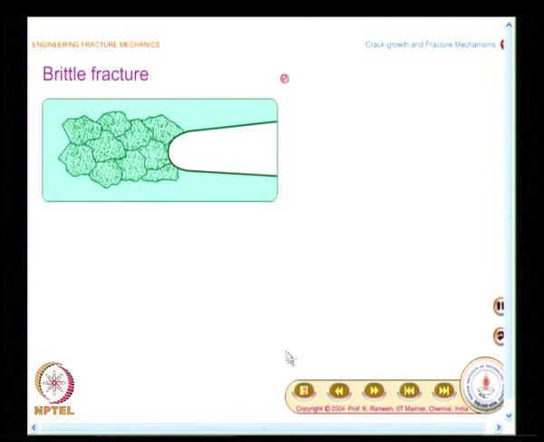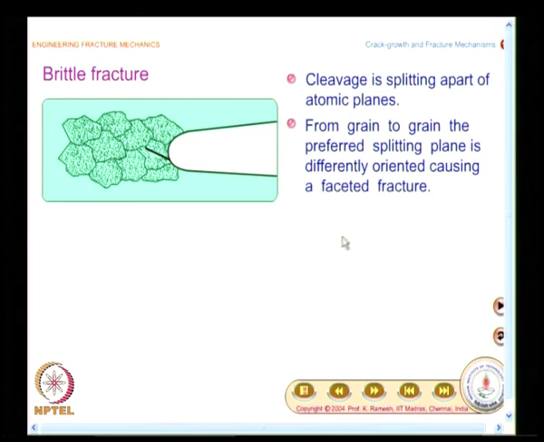And what is a cleavage fracture? In the case of cleavage, it is splitting apart of atomic planes, and here again you have a magnified picture of the grains near the crack tip. You will have to understand that this is a very highly magnified picture, and what is shown as a black line here is splitting apart of atomic planes. Each grain has a crystal and their planes are oriented differently from grain to grain. So, the splitting planes also will differ from grain to grain and they are differently oriented, which causes a faceted fracture.